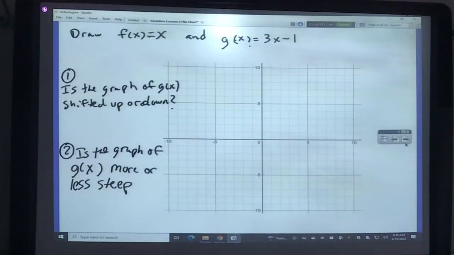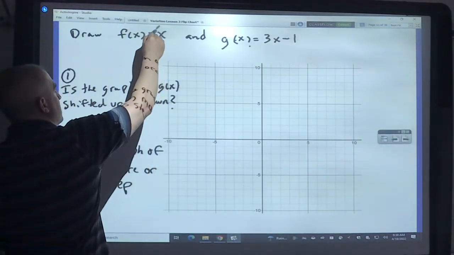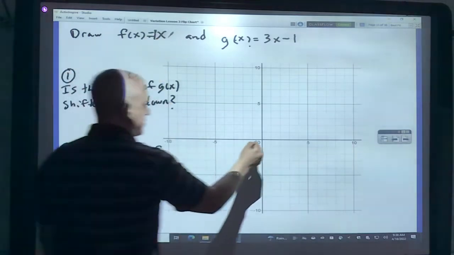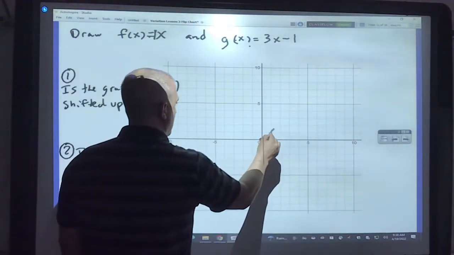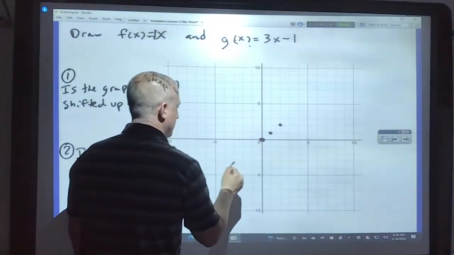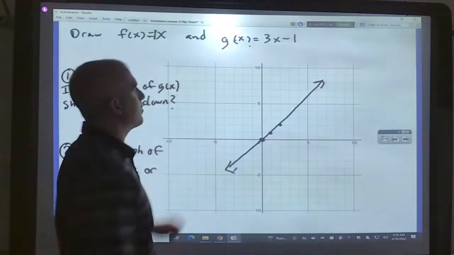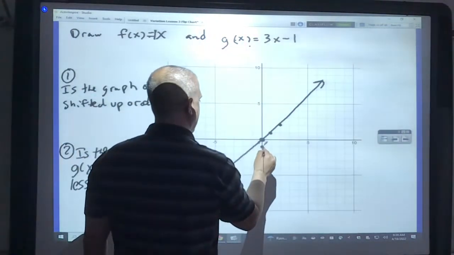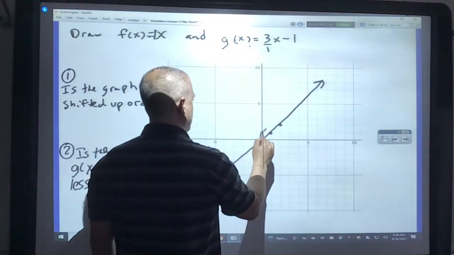So it says draw f of x equals x and g of x equals 3x minus 1. Okay, so what that's going to be, there's a 1 there, so no y-intercept, and I'm here. 1 would be up 1 over 1, up 1 over 1. Okay, so here's what my line looks like. All right, the g of x line, how would I graph that one? This would be at negative 1 here. All right, that's 3 over 1, so up 1, 2, 3 over 1.